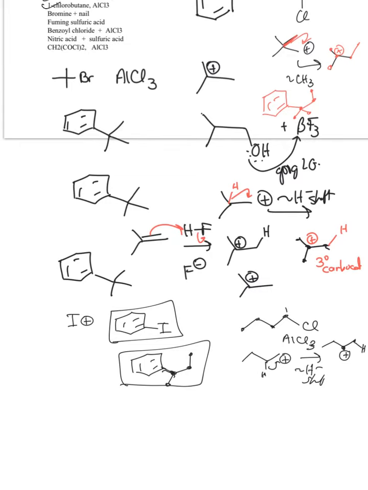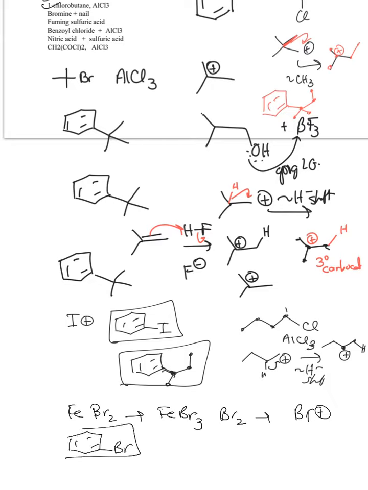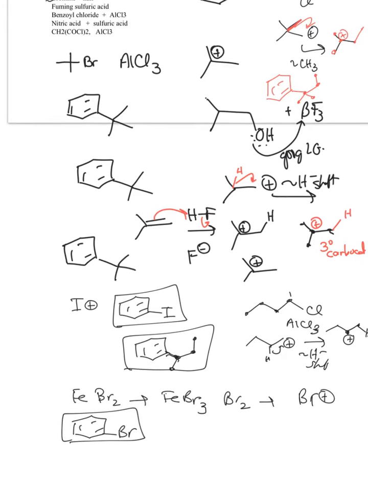Okay, the next one we have bromine and a nail. A nail is iron and bromine. So this will end up making iron tribromide. And then you'll still have bromine in solution. And so this generates the bromonium electrophile. This reacts with benzene to do a bromination reaction to make bromobenzene.